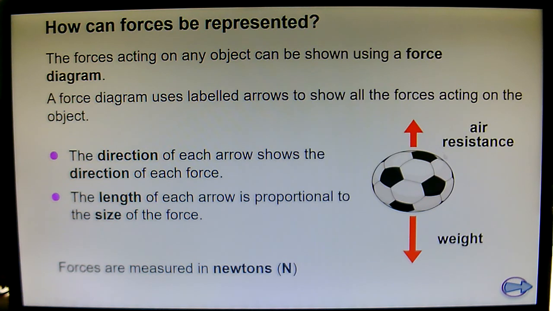We can show that in terms of the different sizes of the arrows, but we'll also talk tomorrow about the numbers that we can put onto this. We can actually put numbers to it, but let's just concentrate on the arrows for the time being.